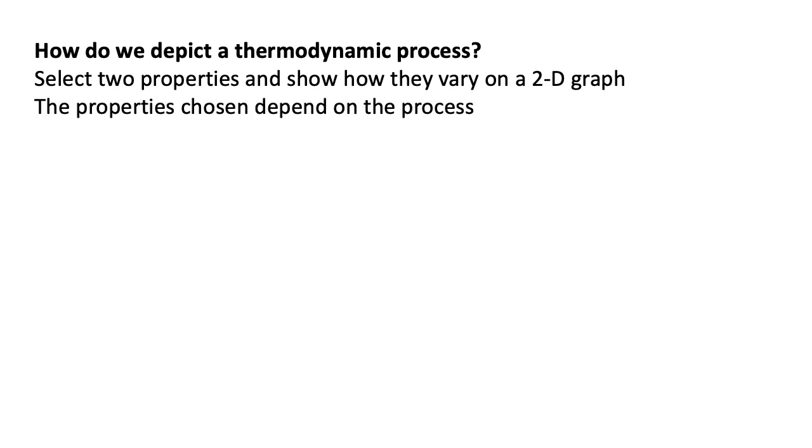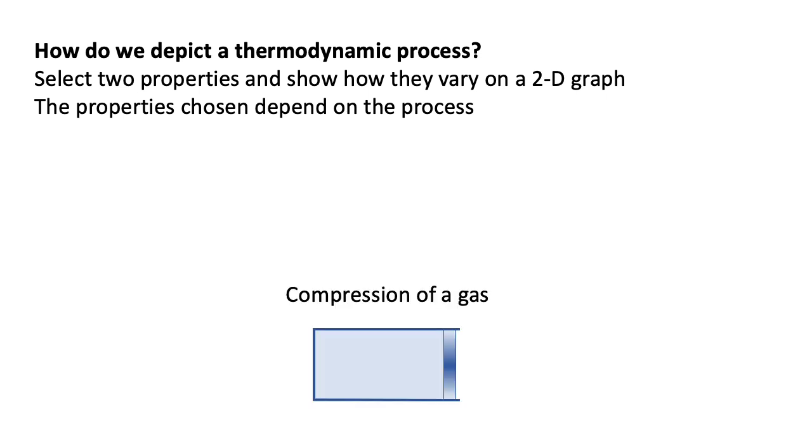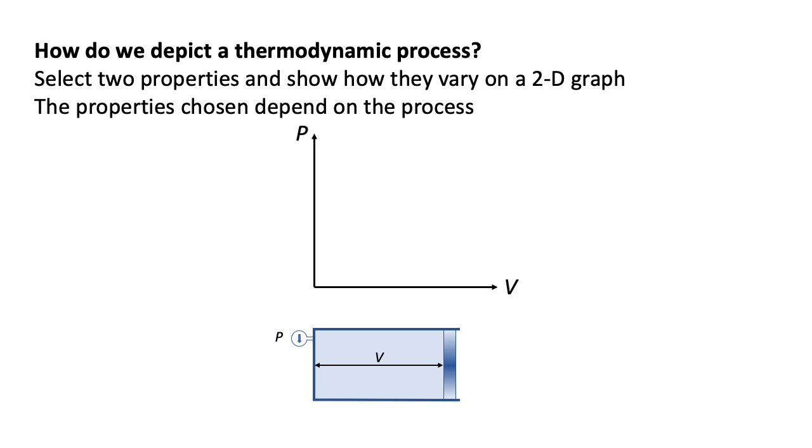Now we can select any two properties, and that depends on the process and what is most convenient for us in analyzing that process. So as an example, let us look at the compression of a gas. This is a cylinder which contains a gas, and there is a piston which is compressing the gas. The two most convenient properties are the pressure, which we can measure using a pressure gauge, and the volume, which we know if we know the position of the piston. So the graph that we will draw will be the relationship between the pressure and the volume.